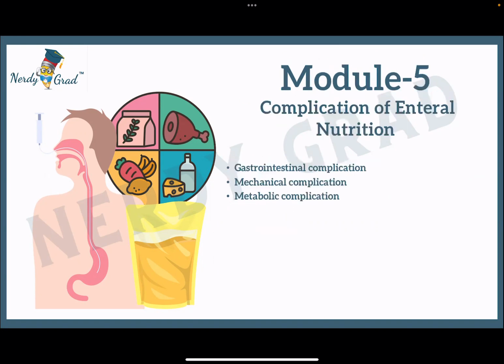In Module 5, we will look into the complications of enteral nutrition under these categories: gastrointestinal complications, mechanical complications, and metabolic complications.